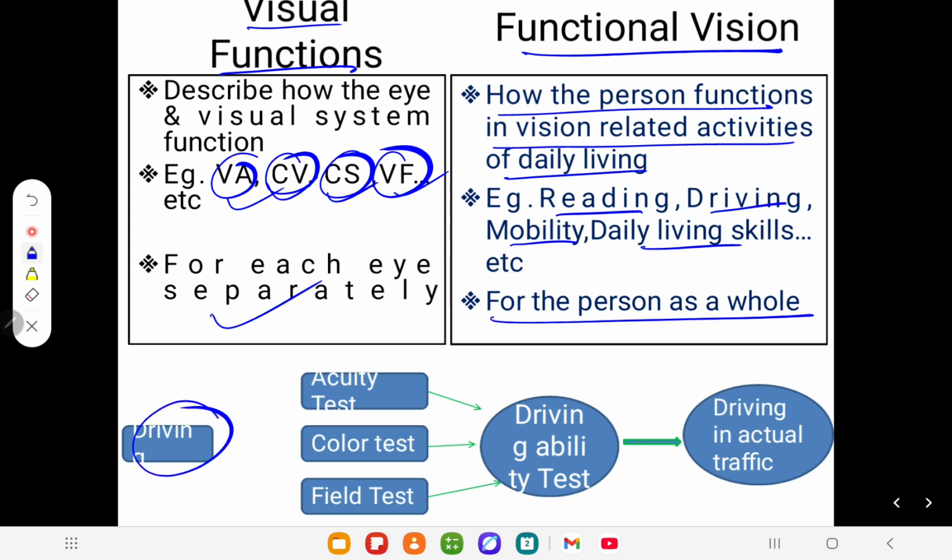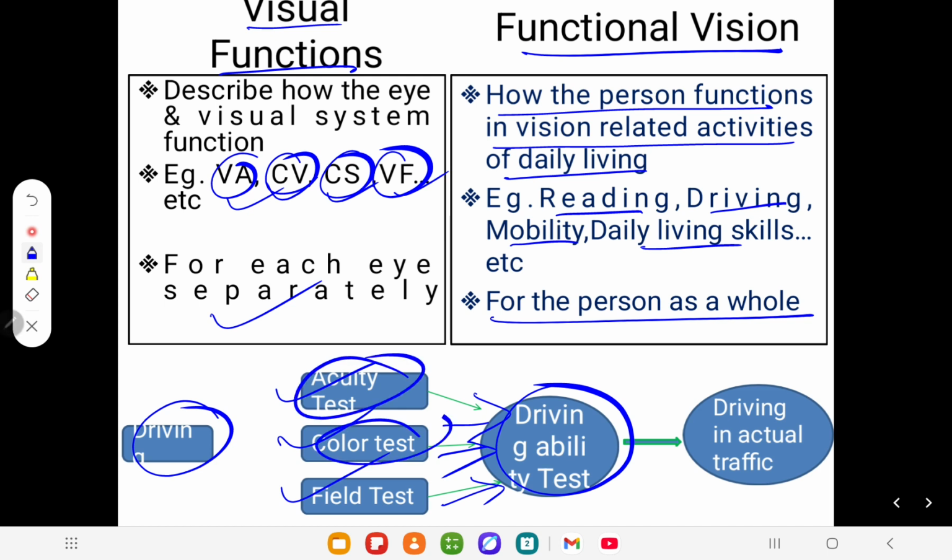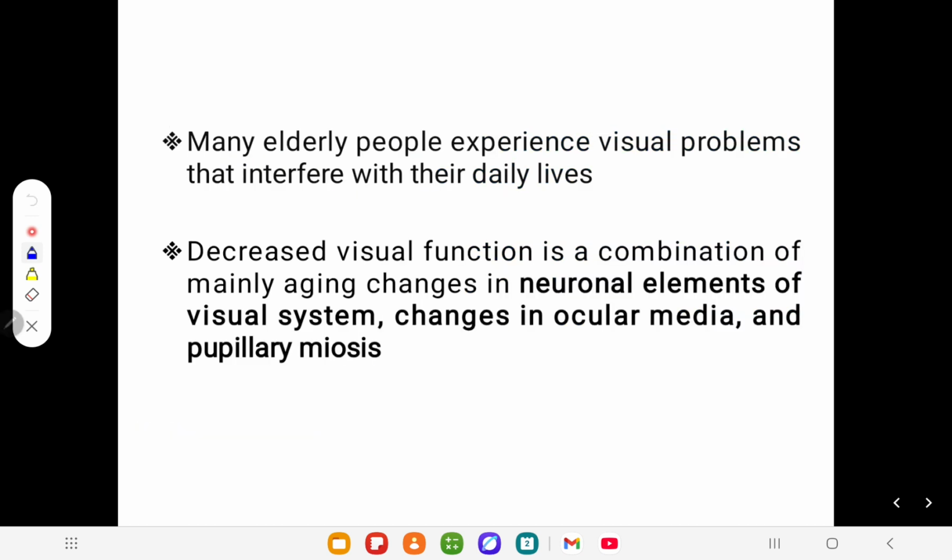So basically, driving depends on visual acuity, color vision, and field, which are all visual functions. People must have a good field of view, and eventually it leads to driving ability, isn't it? Many elderly people experience visual problems that interfere with daily living activities. So this topic is very important in geriatric optometry and even low vision, isn't it?